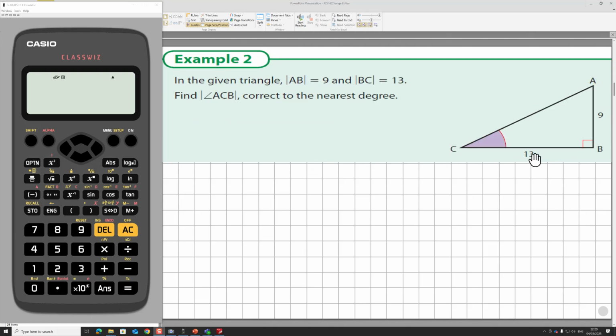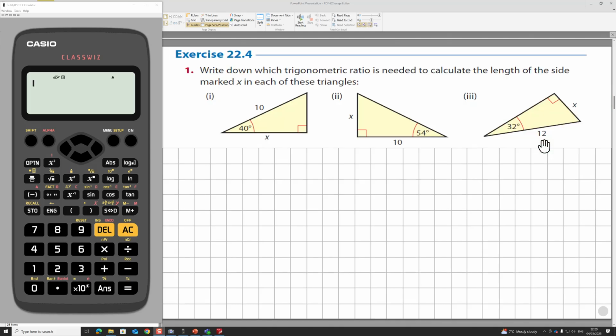So here, find the angle. Why are they asking us that? That was from the last section. Okay, so we'll find the angle, no problem. Here we'll use cosine. Here we'll use tan. I hope you can see it.